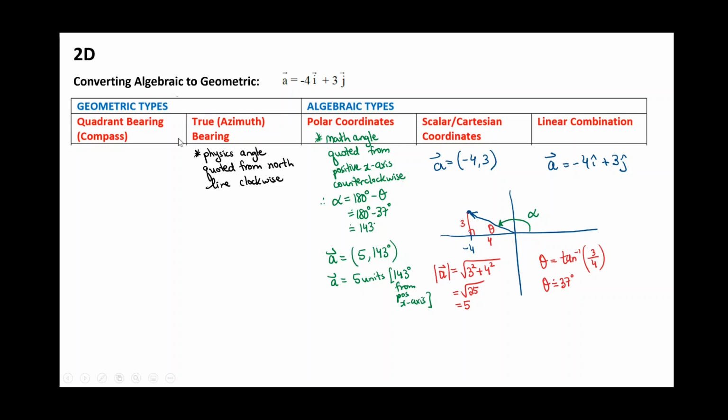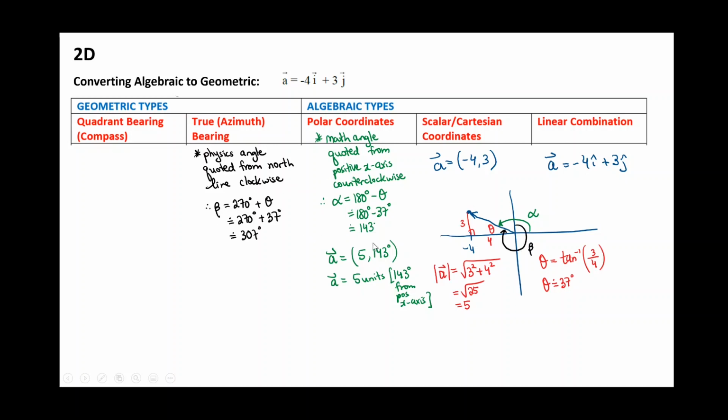Moving on. True bearing. I think of it more like a physics angle because it's used a lot in physics classes or whenever you have application questions. So it's an angle that's quoted from the north line, and it is going to go clockwise. So it's a very different direction here, so be careful. So I put that here for comparison for you guys.